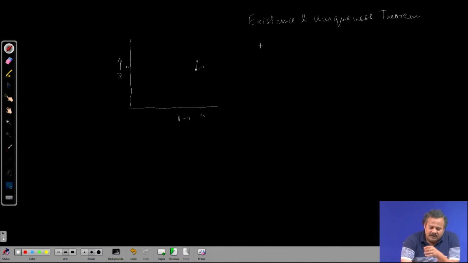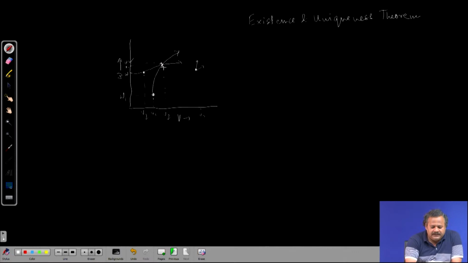That is, if you ask yourself the question, at a particular point, can two trajectories cross each other? Let us say I had started the system at this particular initial condition of V1 and W1, and this is V2 and W2, and this is the intersection point, the assumed intersection point.